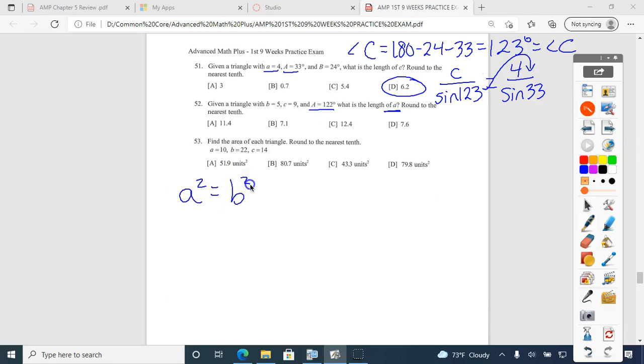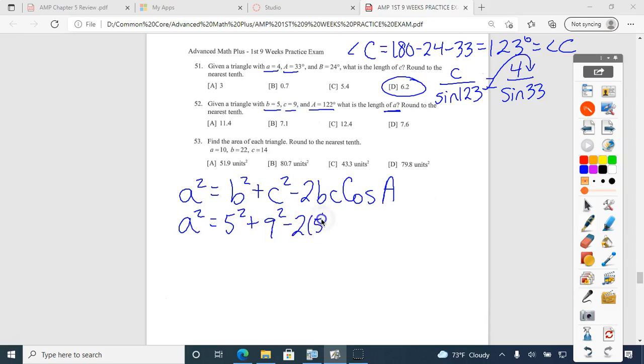A squared equals b squared plus c squared minus 2bc cosine of A. Remember, law of cosines is the only one that uses cosine. So a squared is going to be b, it's 5 squared, plus c, which is 9 squared, minus 2 times 5 times 9 times the cosine of A, which is 122 degrees.